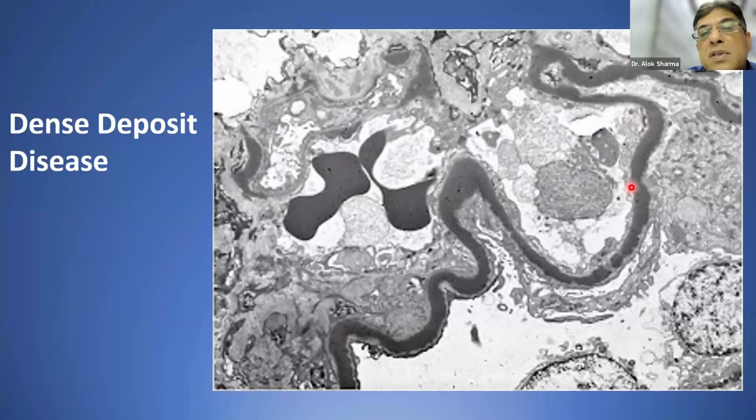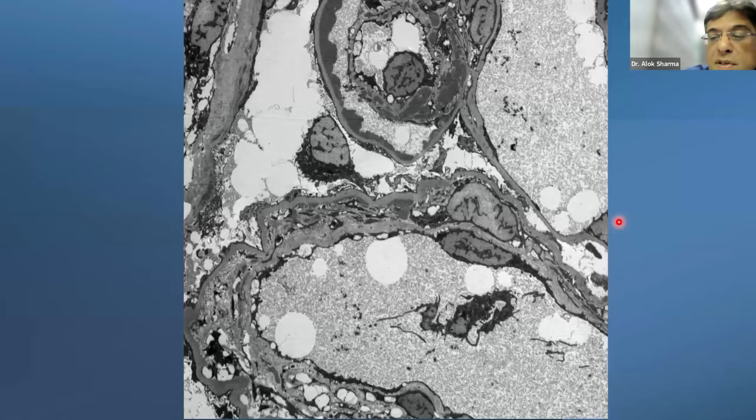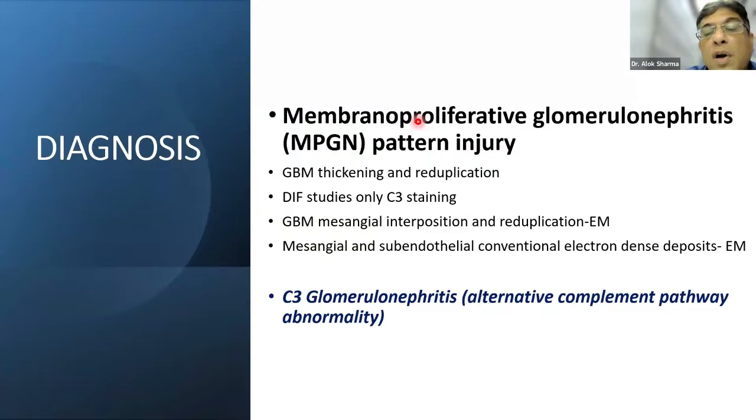So you will have a case which is identical to what we saw till the IF stage. But when you do an EM, you would see a diffuse ribbon-like staining of electron-dense material. So this is dense deposit disease. But our case was slightly different. It was showing conventional deposits. So we called it C3 glomerulonephritis. Had it been this, we would have called it dense deposit disease.